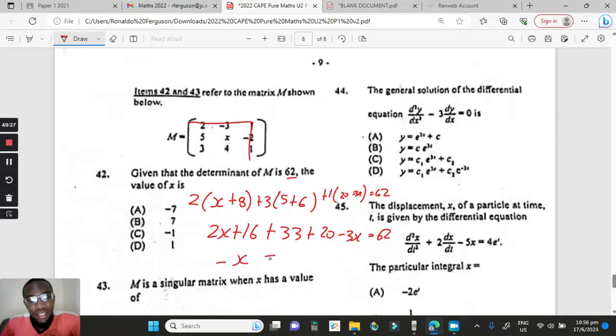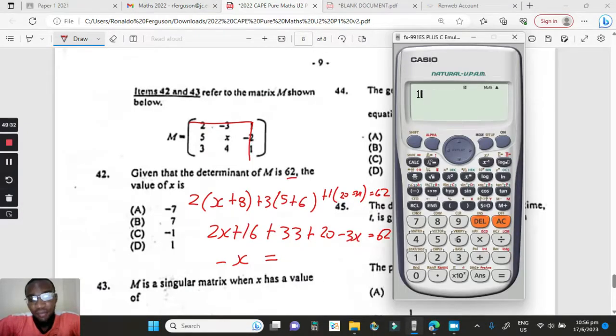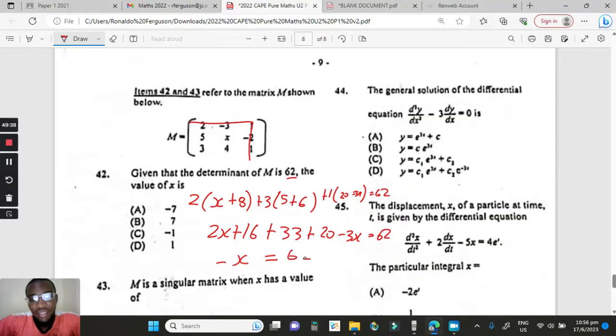This is negative x equals 16 plus 33 plus 20, is 69. Bring over 69. So 62 minus 69. So negative x is negative 7. x is positive 7. Done.